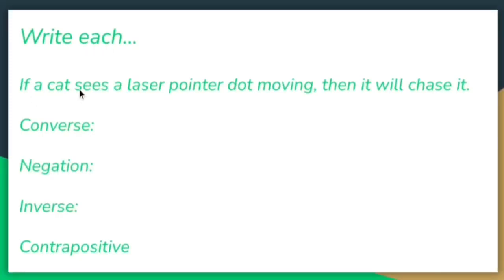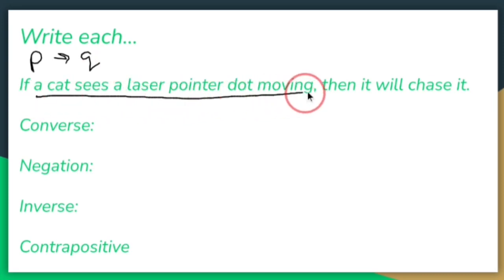Write each. If a cat sees a laser pointer dot moving, then it will chase it. All right, so we have ourselves a conditional statement, which is in the form if P, then Q. P is my hypothesis. If a cat sees a laser pointer dot moving, that is P. It will chase it is my Q. What I have to do is turn all of these into the converse, the negation, the inverse, and the contrapositive.